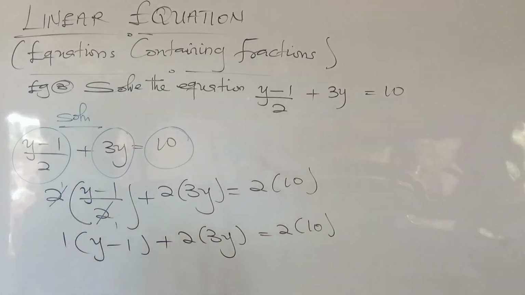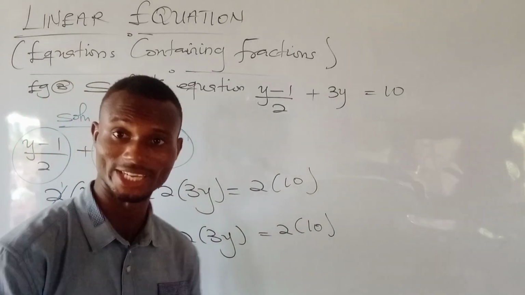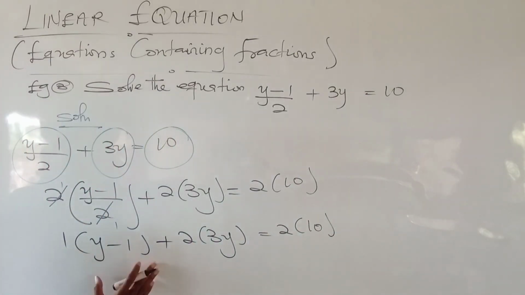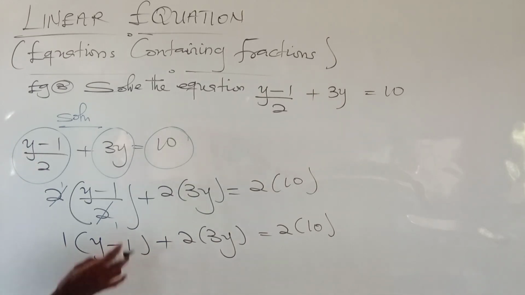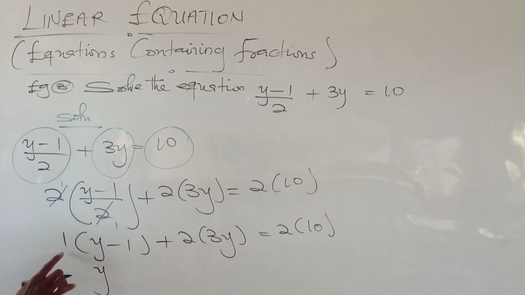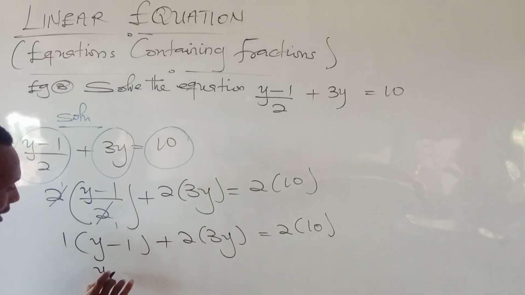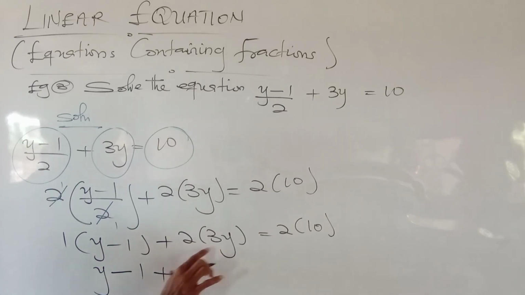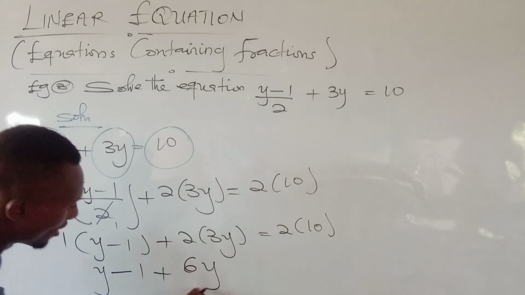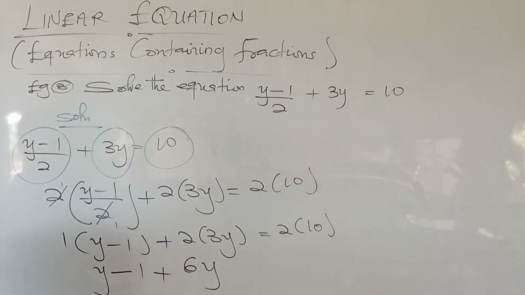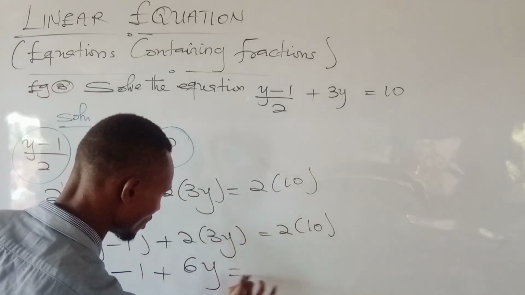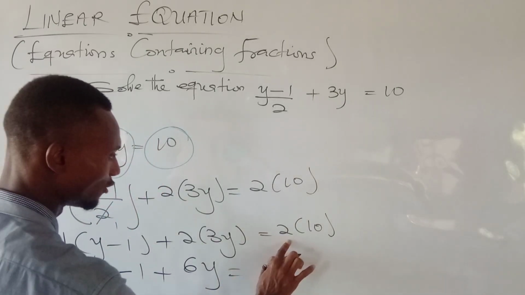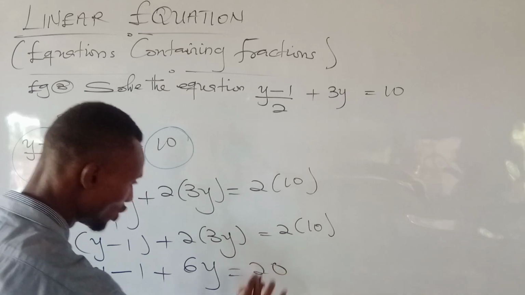Now from here we just open our bracket. The 1 here will open its bracket by multiplying each term in the bracket. So 1 times y is y, and 1 times negative 1 is negative 1. Then plus 2 times this 3y will give you 6y. I hope you agree with me, not difficult at all. Then equals, you bring your equal sign, then 2 times the 10 will give me 20.